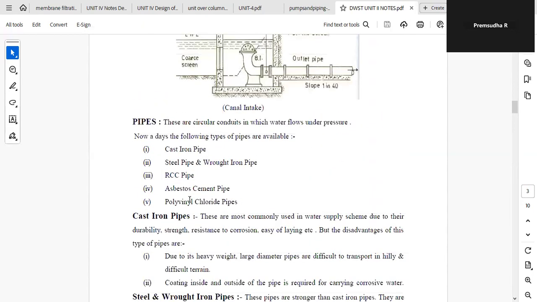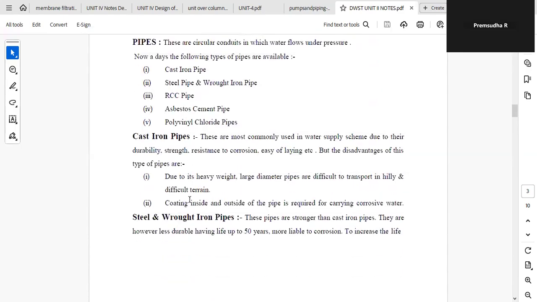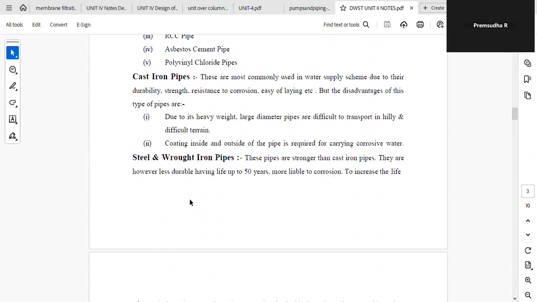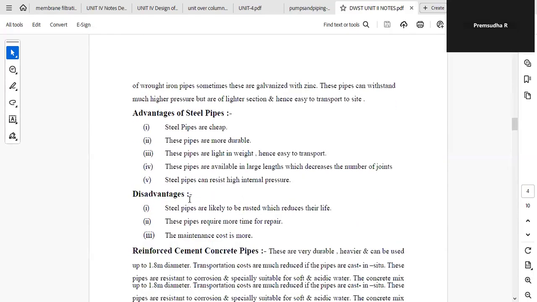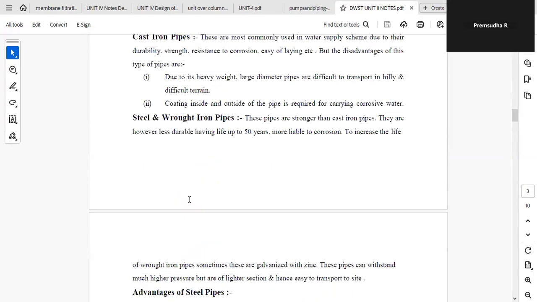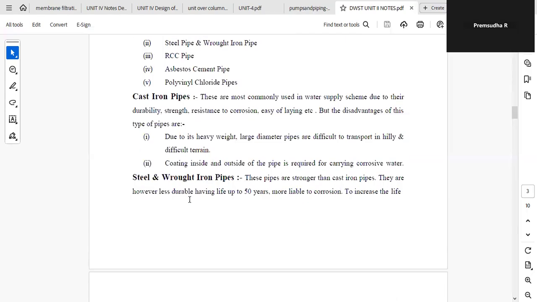So here, for each pipeline, how it is made up of, and what its advantages and disadvantages are. Here you can see, these are the most commonly used in water supply schemes due to their durability, strength, and resistance to corrosion. What is the cast iron pipe? It is durable, has high strength, and is resistant to corrosion. So, ease of laying, etc.